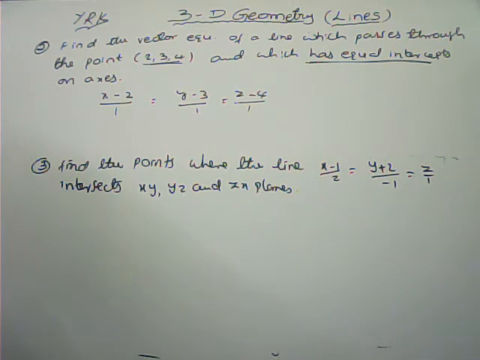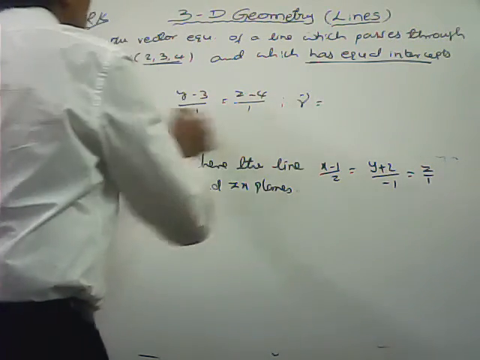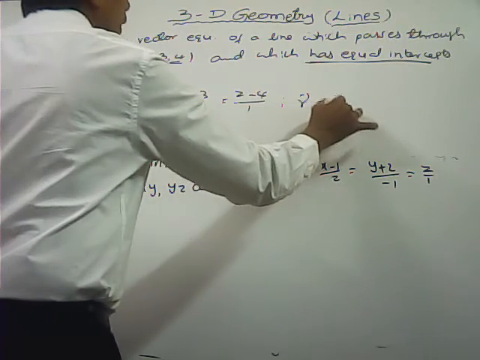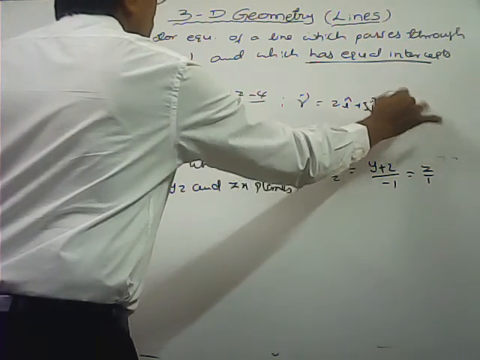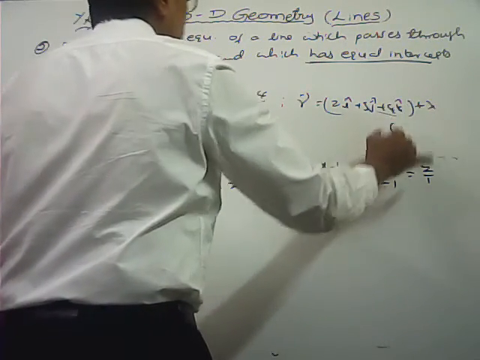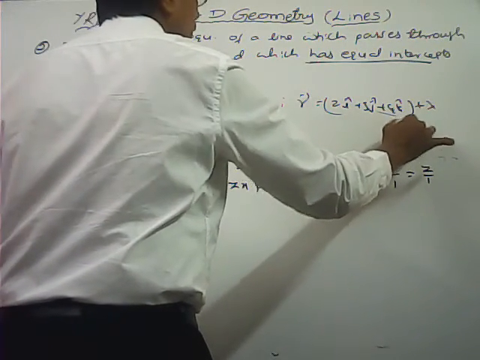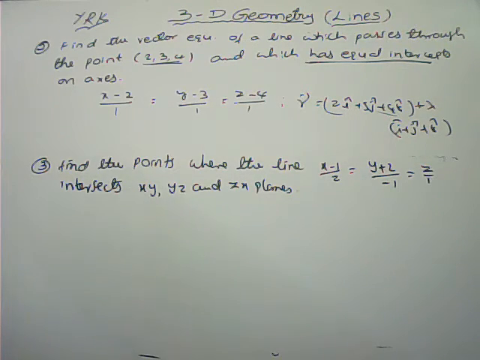So that is the equation of the line passing through the point 2, 3, 4 and having equal intercepts on the axes. To write the vector form, r bar equals a bar plus lambda times b bar. What is a bar here? 2 i cap plus 3 j cap plus 4 k cap, plus lambda into i cap plus j cap plus k cap. These are the direction ratios of that line.